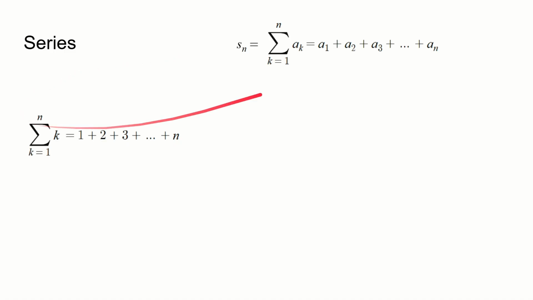Here's an example of a series, where the sequence is just k. So it would be 1 plus 2 plus 3 all the way up to plus n. If we want to find what the series is equal to, let's say we want to find the series at n equals 3, it would be 1 plus 2 plus 3, which is 6. But if we want a formula for the general series, where a of k is equal to k, there is actually a formula we can use, which is n times n plus 1 divided by 2.